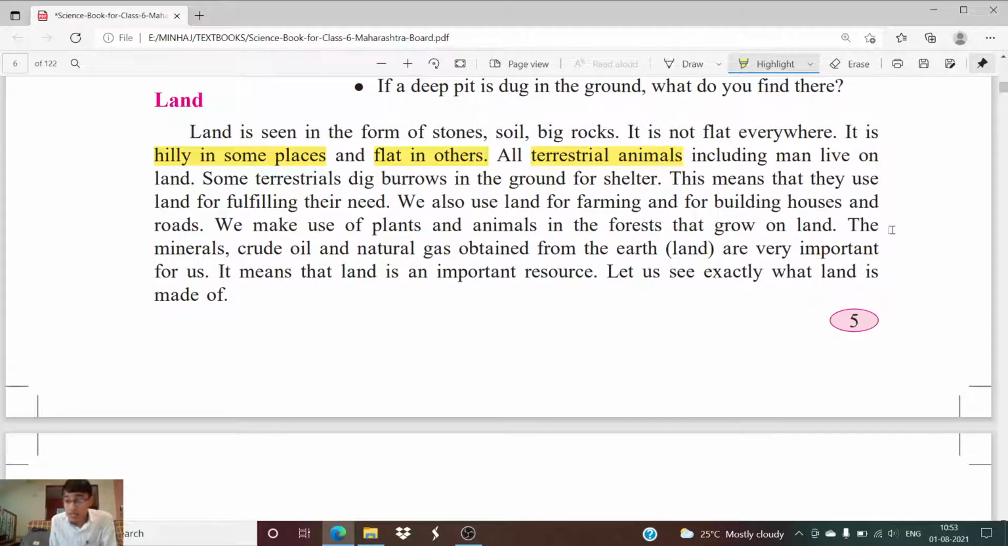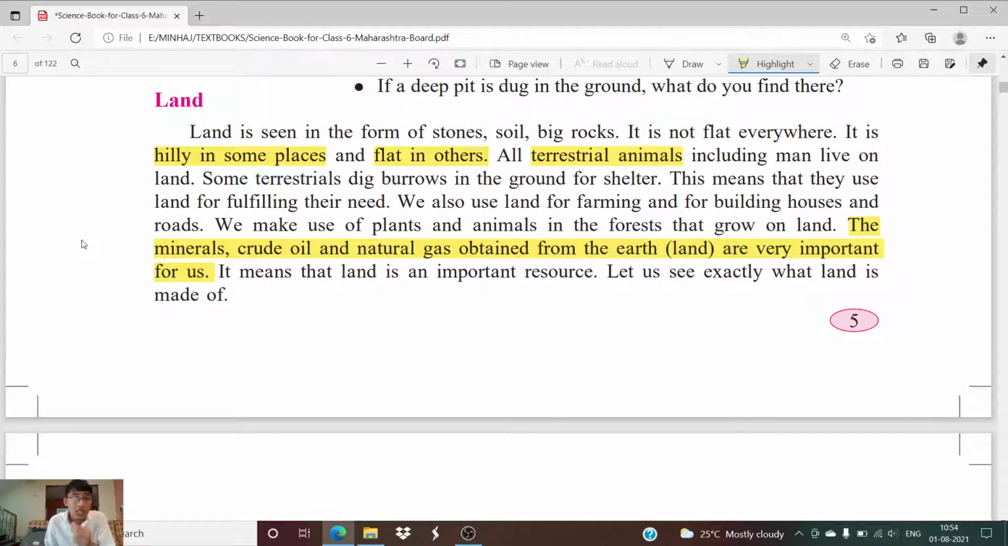Now this is an important sentence. The minerals, crude oil and natural gas obtained from the earth, that is land, are very important for us. So we get minerals from the land, we get crude oil, and this crude oil is refined, and we then get petrol, diesel, kerosene. Then natural gas is also obtained from the land, and all these sources are very important to us.